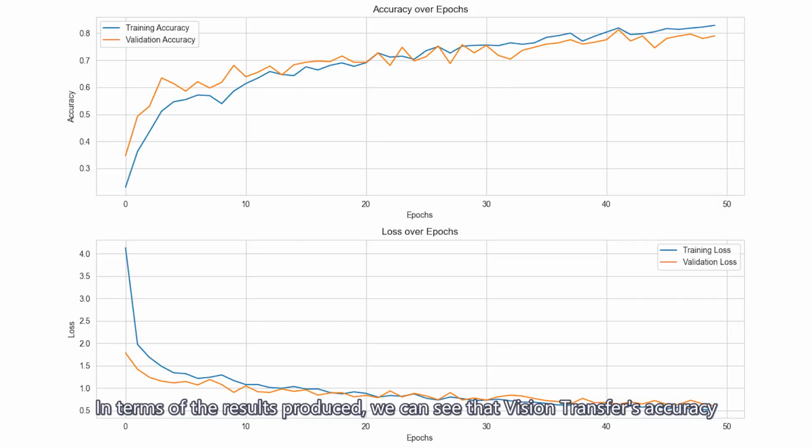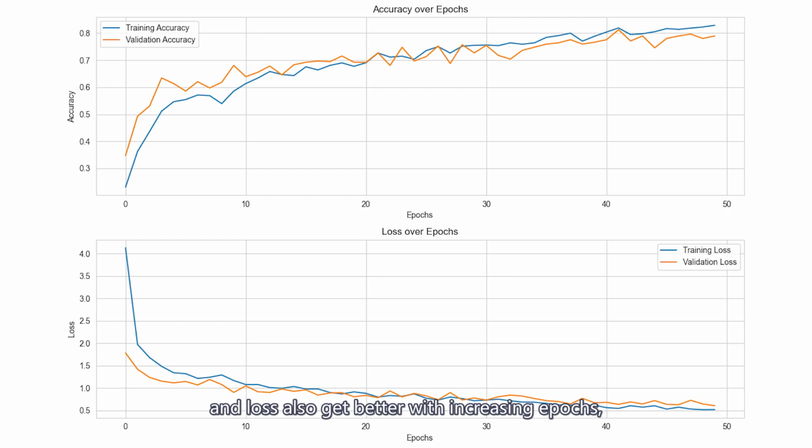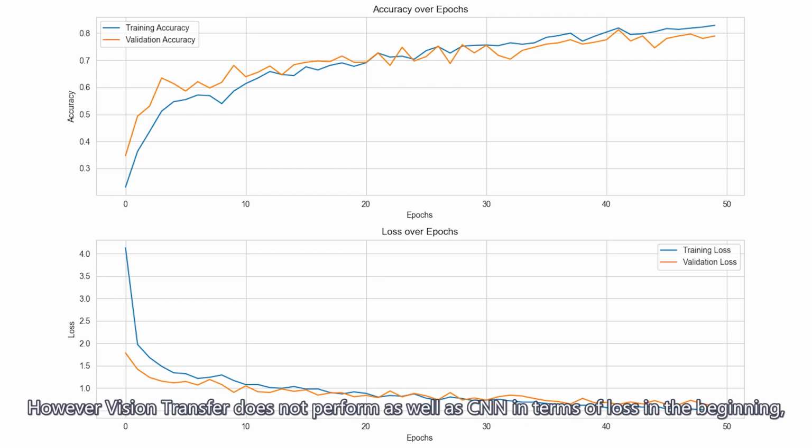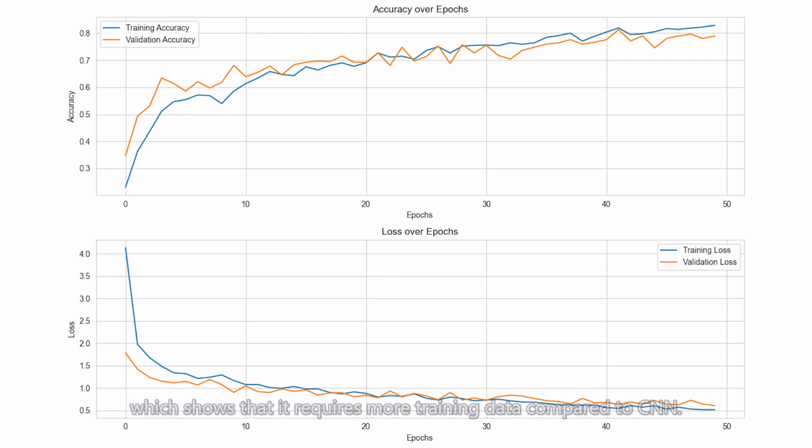In terms of the results produced, we can see the vision transformer's accuracy and loss also get better with increasing epochs, and the final result is also better than the CNN. However, the vision transformer does not perform as well as the CNN in terms of loss in the beginning, which shows that it requires more training data compared to CNN.